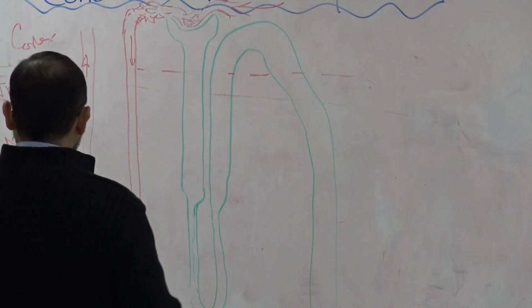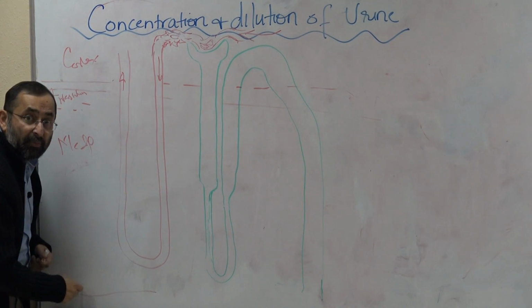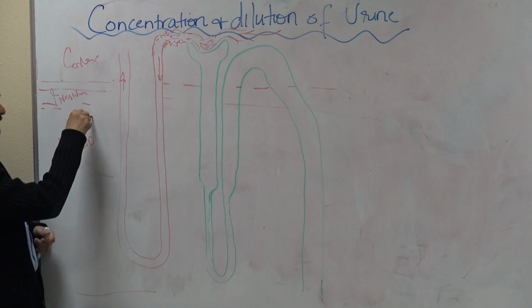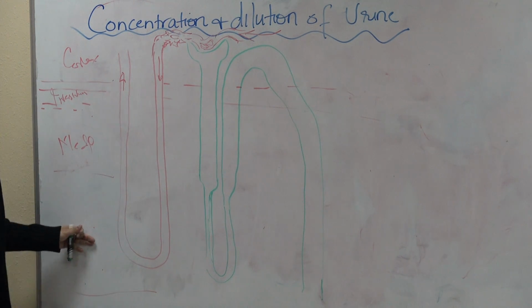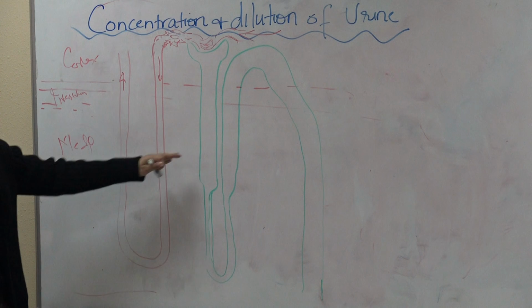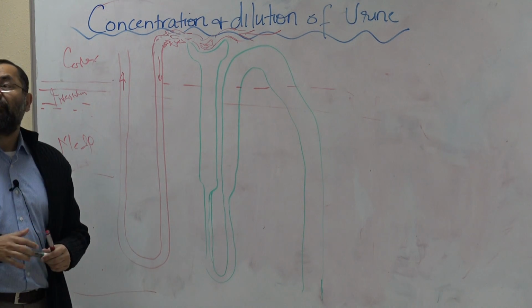Okay. All right. This is the deepest part of the interstitium. This is the upper part of the medullary interstitium, and this is the deepest part, or the lower part, of the medullary interstitium. Different levels. Okay. Now, look at the flow.